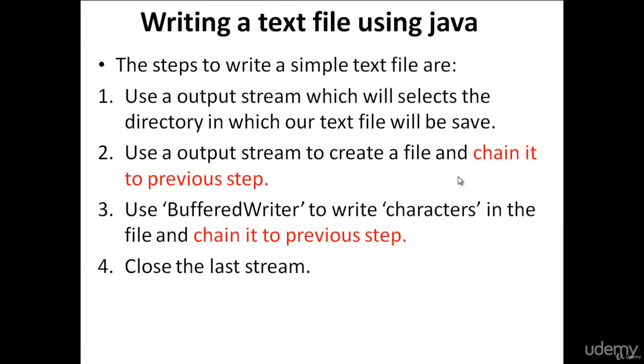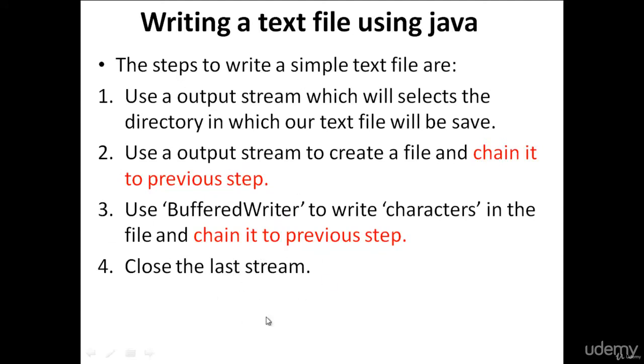For all these operations, there are different classes available in Java, right? So the very first thing we need to do, we need to take an output stream which will select the directory in which our text file will be saved, right? Then we're gonna use the same output stream to create a file and chain it to the first step, that we're gonna write, right? To perform all these actions, there are classes available in Java. And then we will be using the buffer writer. This is again an internal class which will write some characters inside that particular file, and this buffer writer needs to be chained to the previous step, right?